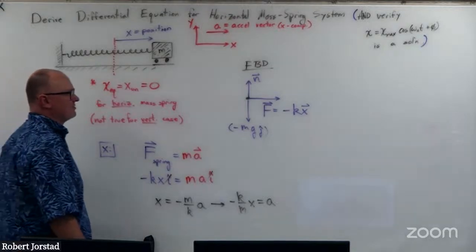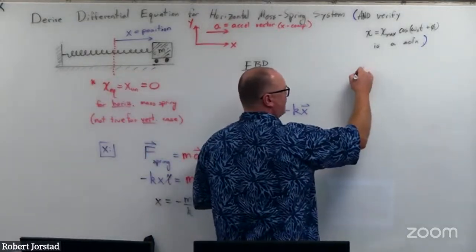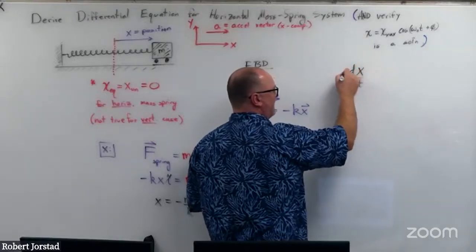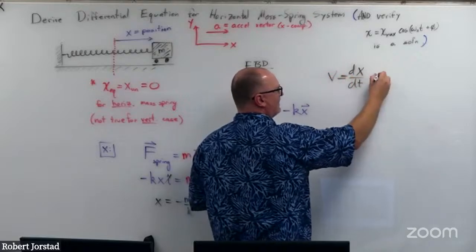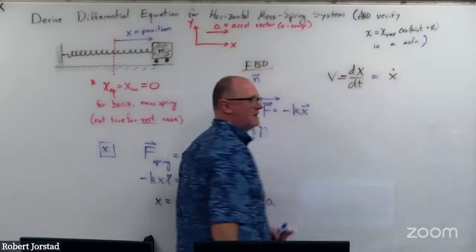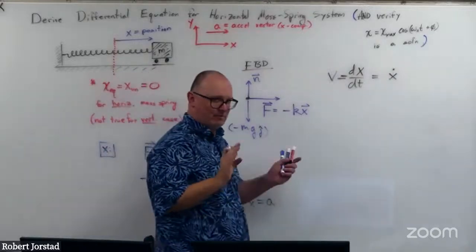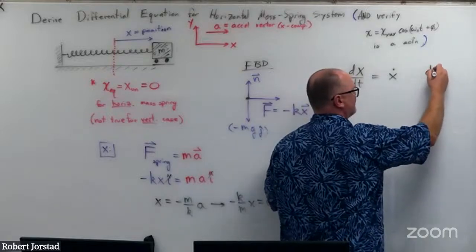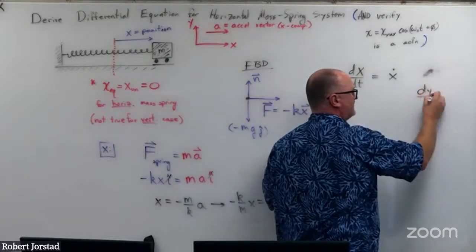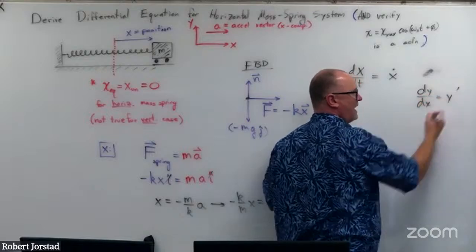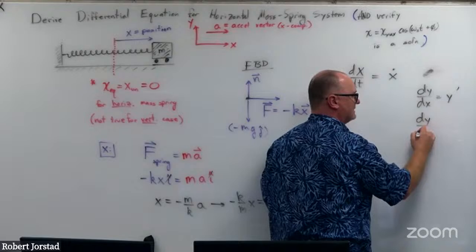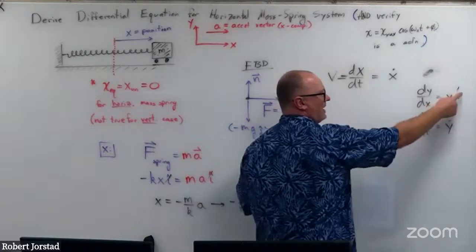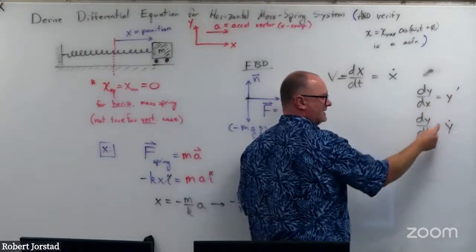Let's remind ourselves what a is. Here's x, some function. What is the derivative of x with respect to time? That's velocity. I'm going to call that x dot. Beware: dot and prime aren't the same thing. A dot is a time derivative. So dy dx is y prime in your math class, dy dt is y dot. A prime indicates an x derivative, a dot indicates a time derivative.